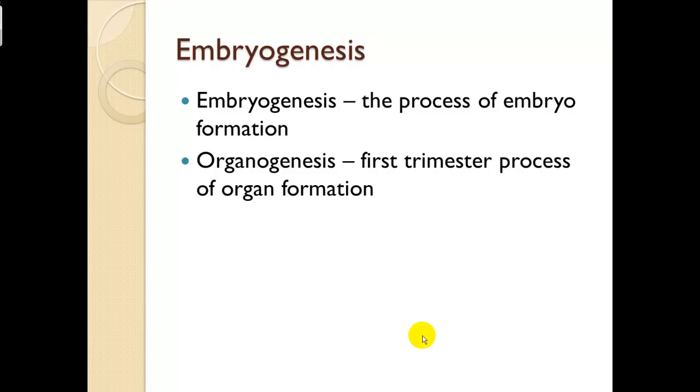Embryogenesis is the process of embryo formation. Organogenesis is the first trimester process of organ formation. So all of the organs are differentiating cellularly from the environment, and they are becoming more specialized.